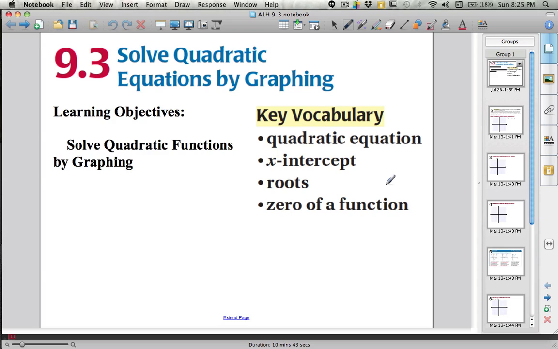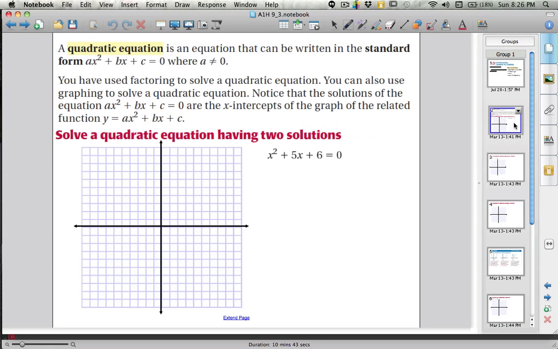So these are things we've all previously discussed. Solutions, x-intercepts, roots, and zeros are all the same thing. So when we're solving by graphing, we're looking for the x-intercepts. Those are the solutions. So let's take a look at what this will look like.